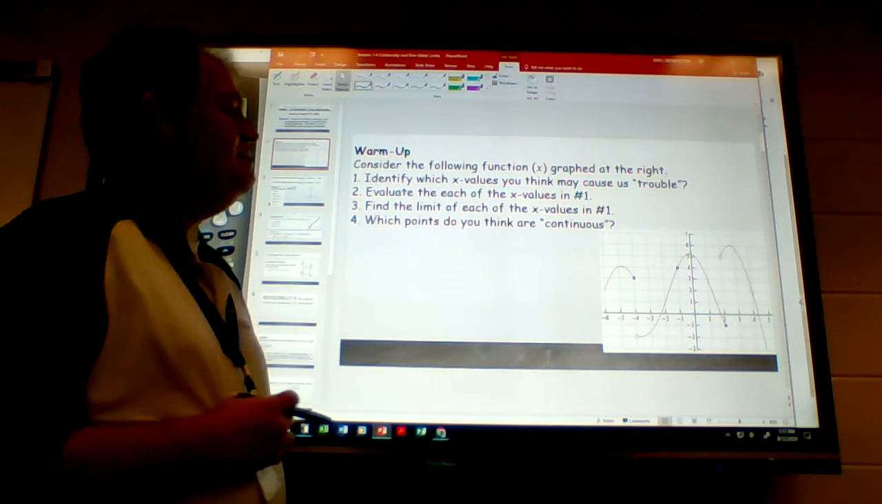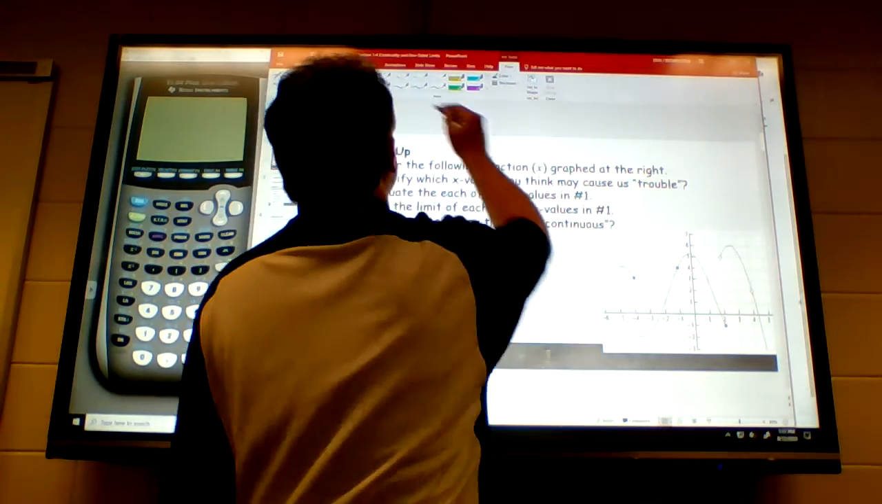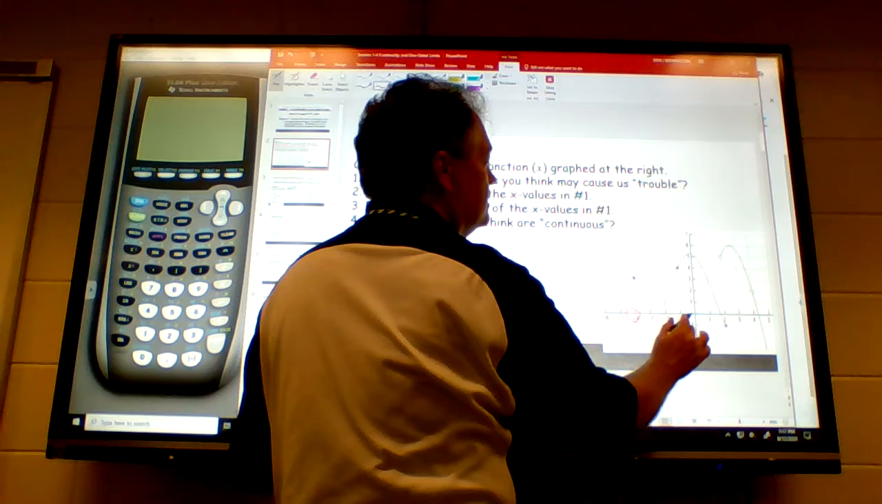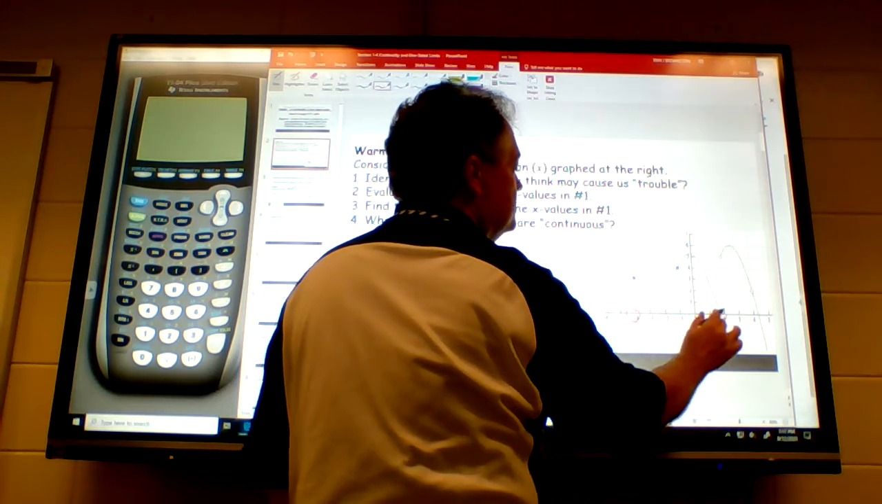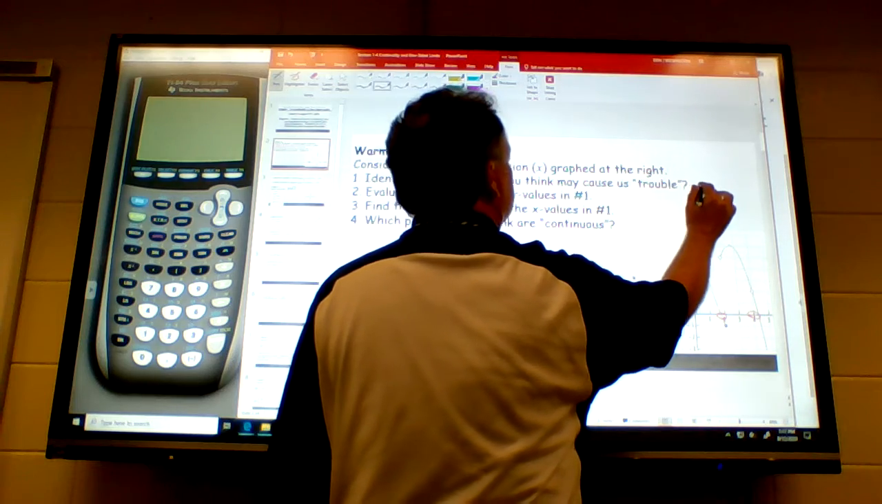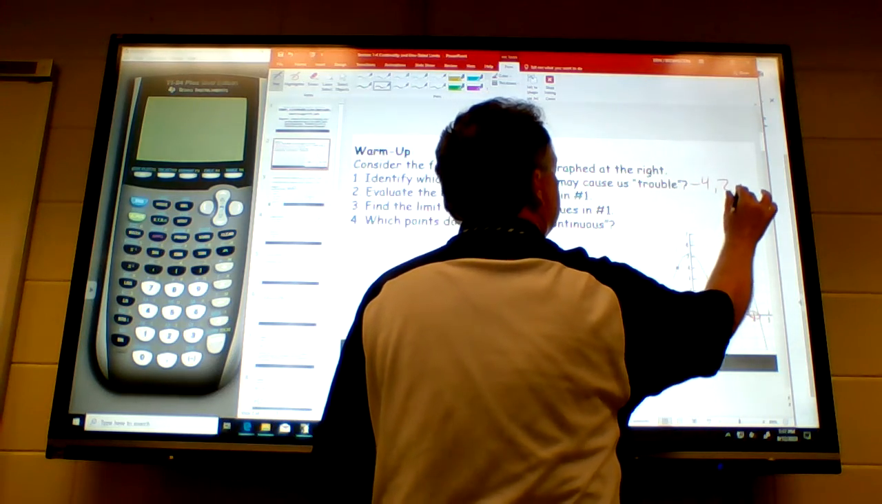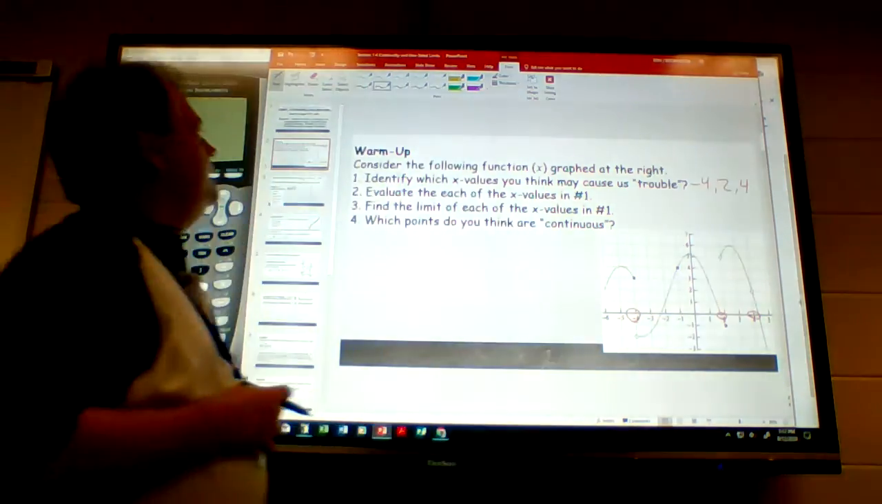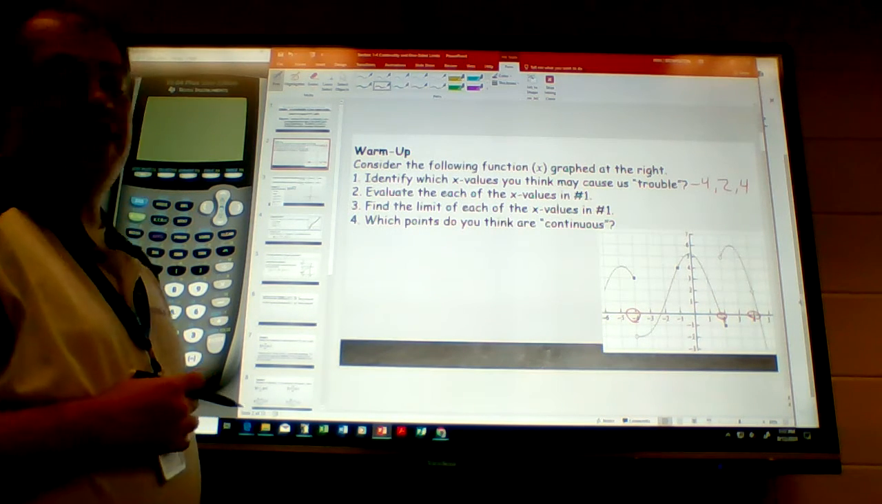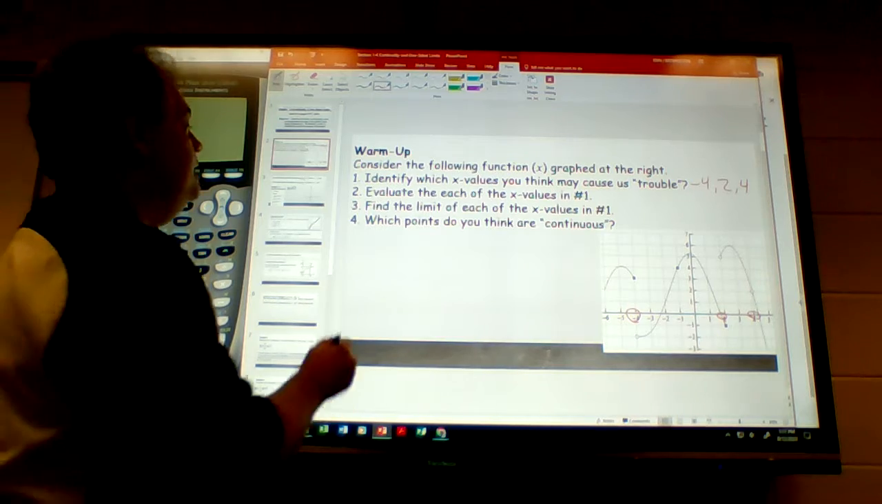Well, if you look at it, in most cases, the ones that will cause us trouble are right here: -4, +2, and +4. Now for the second part of that, it says to evaluate each of the x values in f. So let's do that.